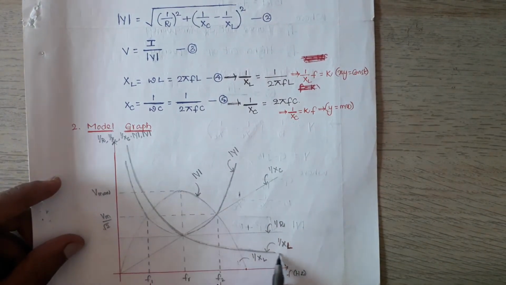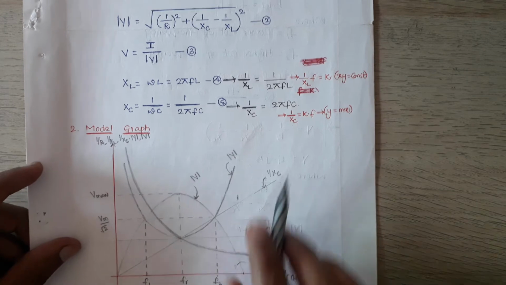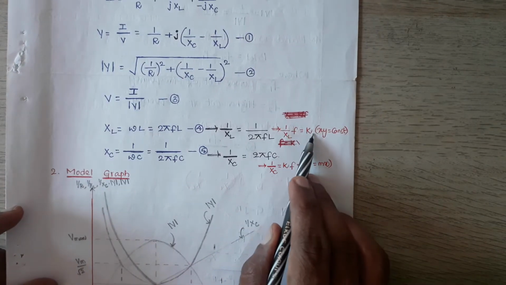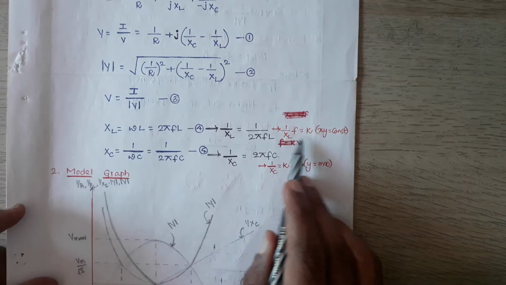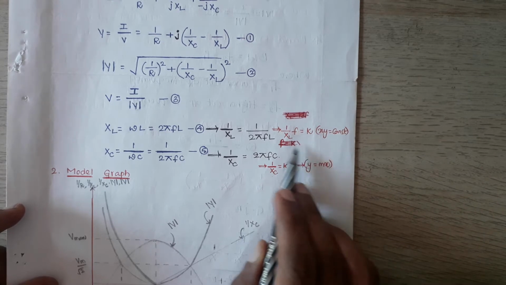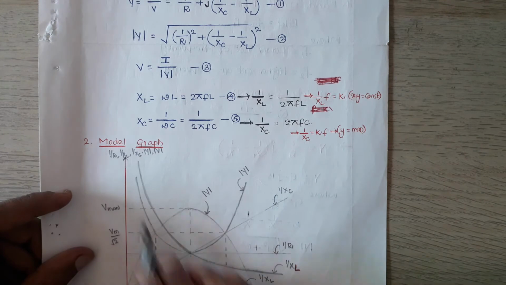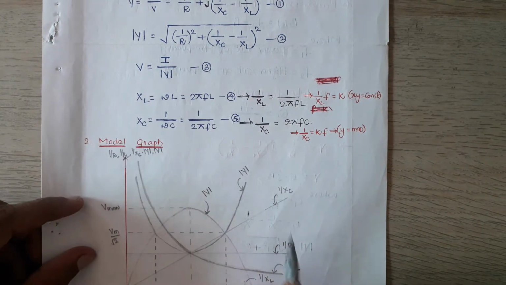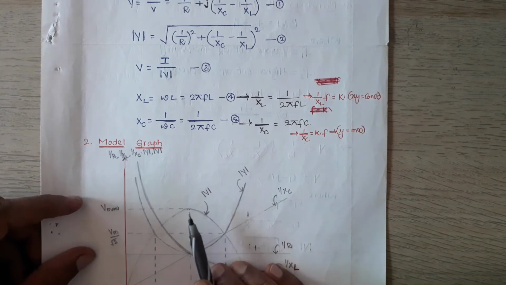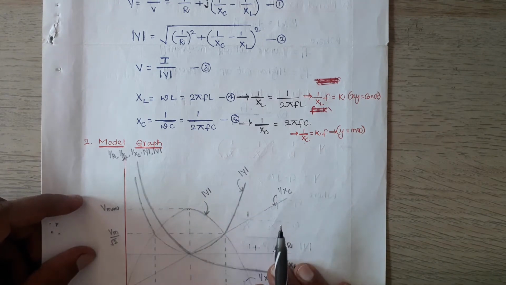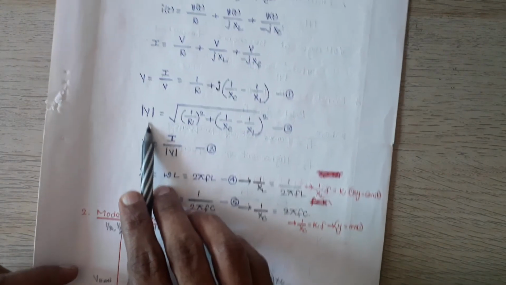This is the curve for 1 by XL. 1 by XL into frequency equals constant, so 1 by XL equals K by F. When F equals 0, 1 by XL equals infinity. When F equals infinity, 1 by XL is 0. So it is a rectangular hyperbola. Next, after getting 1 by R, 1 by XC and 1 by XL, we now get mod Y.